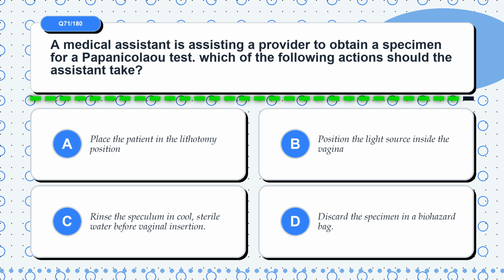Question 71. A medical assistant is assisting a provider to obtain a specimen for a Papanicolaou test. Which of the following actions should the assistant take? Here are the options. Option A. Place the patient in the lithotomy position. Option B. Position the light source inside the vagina. Option C. Rinse the speculum in cool, sterile water before vaginal insertion. Option D. Discard the specimen in a biohazard bag.